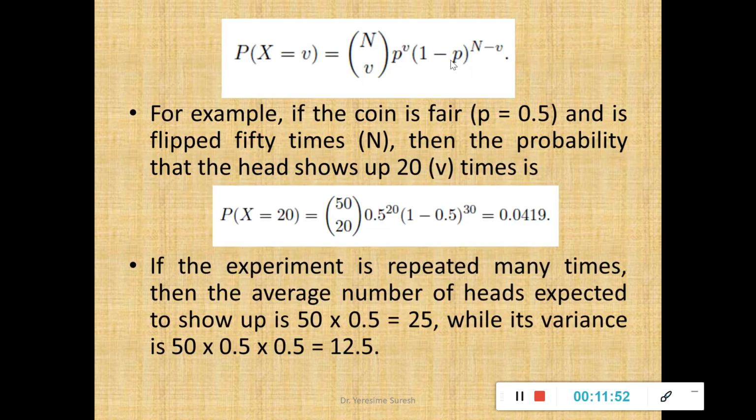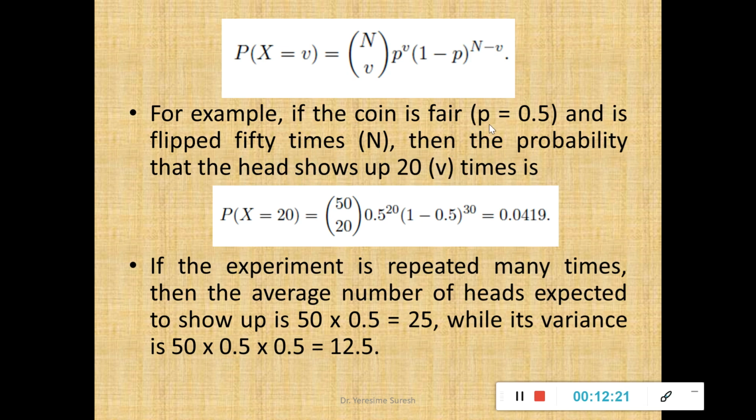So I'll consider the same equation, and for example, if the coin is fair, that means if I flip the coin and head appears, fine. So the probability is 0.5. The probability that head will occur or tail will occur is equal to 0.5 and the coin is flipped 50 times. That means the number of trials is 50, the value of n is 50. And we want the probability that head shows up 20 times when I flip the coin 50 times. That is the value of v.